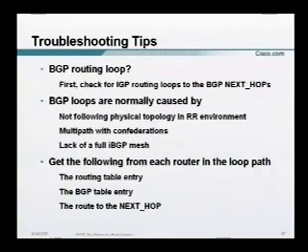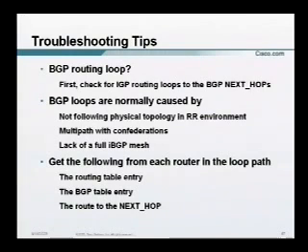Okay, got a BGP routing loop. First check for IGP routing loops to the BGP next hops. BGP loops tend to be caused by, well, not following the physical topology in route reflector environments. Some people love to have route reflectors, just like one route reflector in their whole network of 500 routers. That's, well, yeah, okay, that maybe works some of the time, but then you end up with a route reflector definitely not connected to any of its clients by a physical point-to-point link, and that can end up with lots of trouble. And it can be caused by using BGP multipath within confederations.